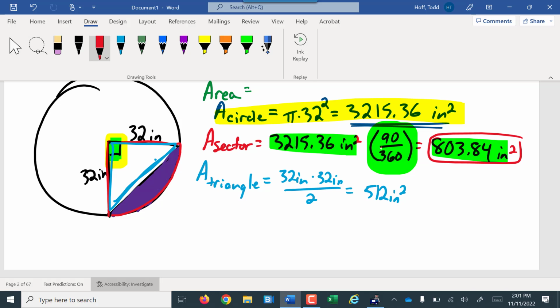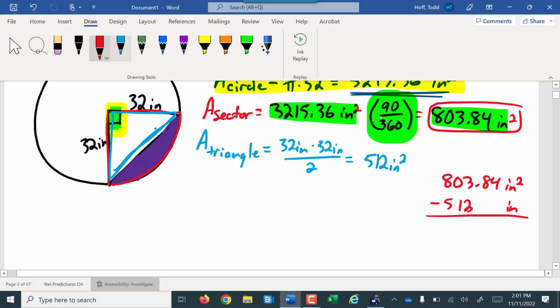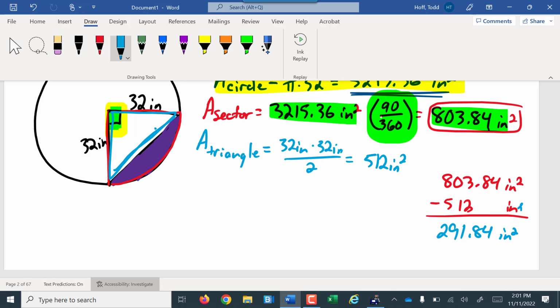So now we subtract that. 803.84 inches squared minus 512. So 291.84 square inches. We'll pause there. Any questions?